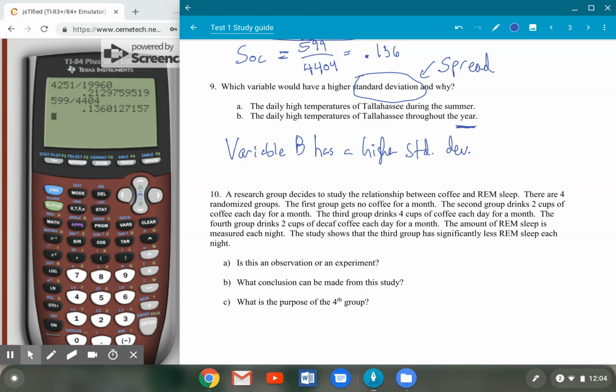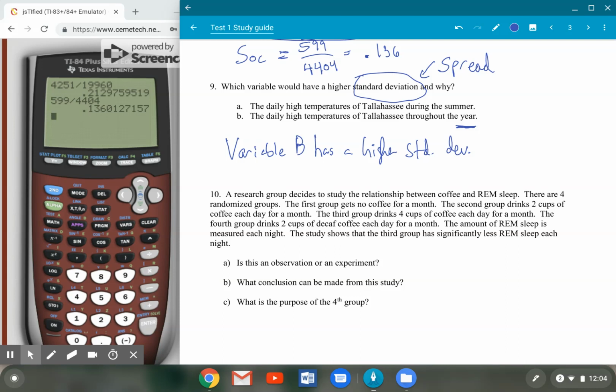Moving to number 10, a research group decides to study the relationship between coffee and REM sleep. There are 4 randomized groups. First group gets no coffee for a month. Second group gets 2 cups of coffee each day for a month. Third group, 4 cups of coffee each day for a month. The fourth group drinks 2 cups of decaf each day.